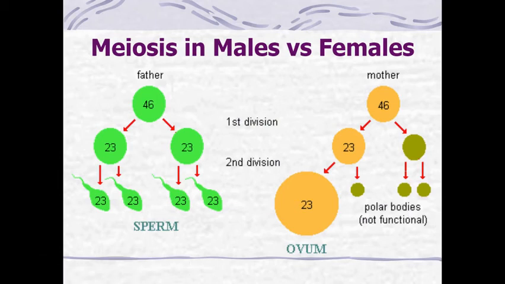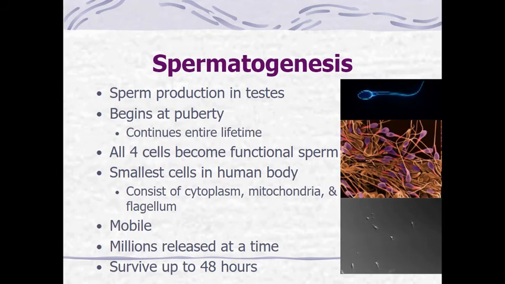So we've talked about the general process of meiosis, but meiosis does differ in males versus females. We know that meiosis in males makes sperm, and meiosis in females produces eggs, or ova, but there are also a few other differences. So we'll start with males.